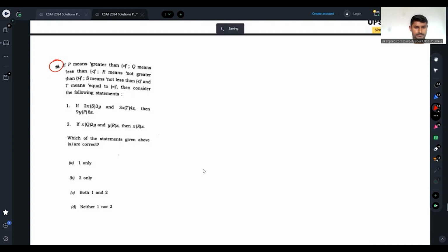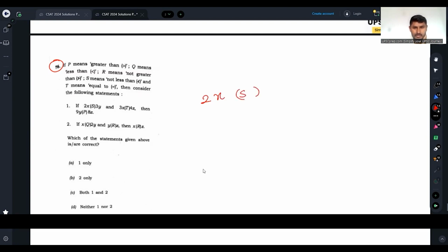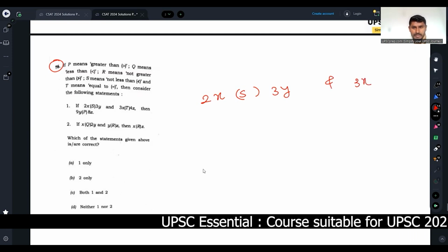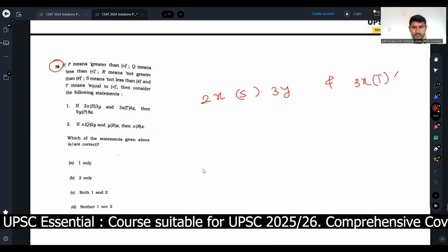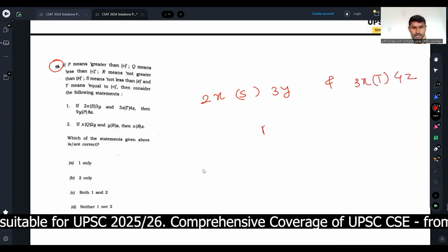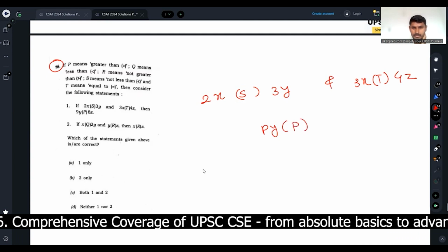76th. If P means greater than, Q means less than, R means not greater than, S means not less than, and T means equal to. Consider the following statements. Statement 1 is 2x S 3y, and it is 3x T 4z. Then we have to prove whether 9y P 8z.